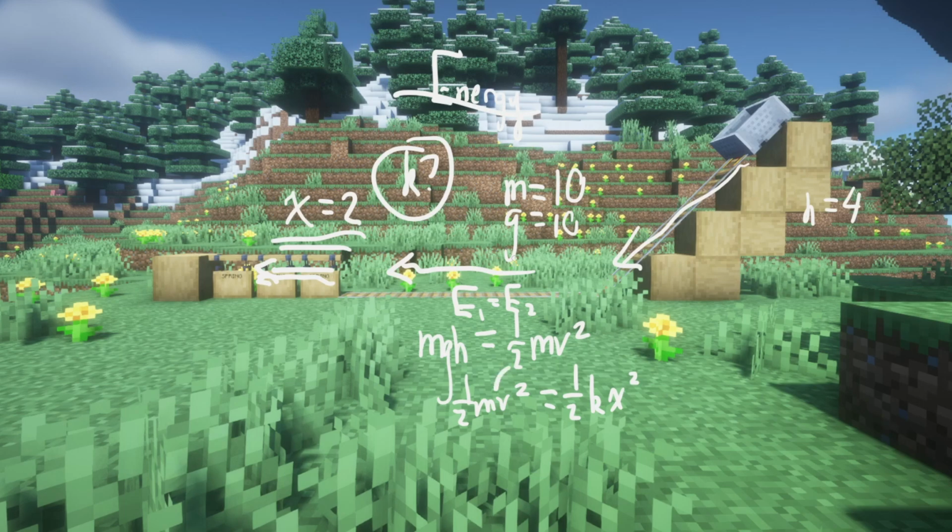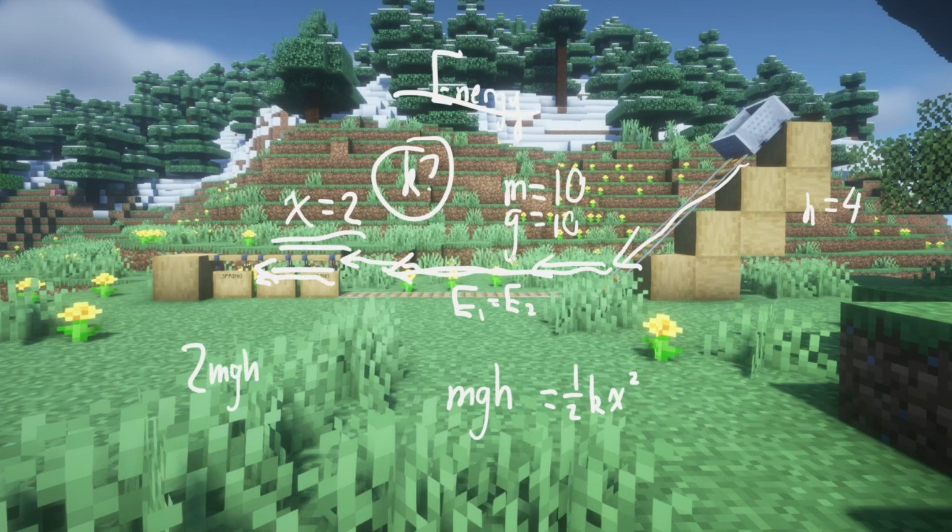But we will notice that these two are the same, right? Since energy is conserved, the speed that the minecart leaves the track is also going to be the same speed that the minecart enters the spring. So we actually don't even need 1/2 mv squared, and we can just say that these two are equal to each other. So mgh equals 1/2 kx squared. So we know m, we know g, we know h, and we know x. So we just need to figure out what k is. So we can just use algebra.